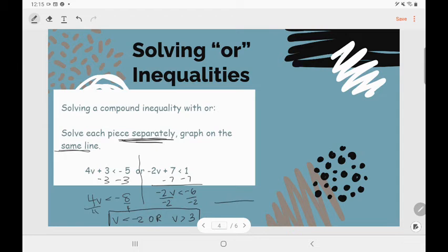If I need to graph my result, negative 2, and we're looking at all the values smaller, and positive 3, we're looking at all the values larger, and those are my solutions.